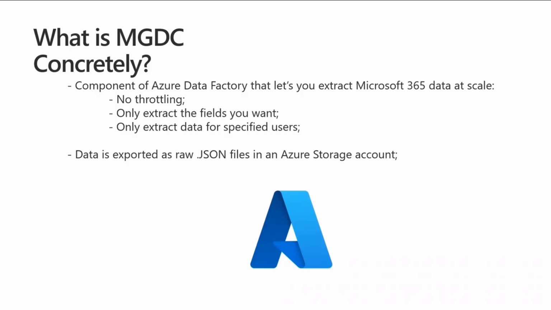When you start playing with Data Factory, think of it as a visual workflow where you would do your extract, transform, load. You would say, all right, first off, copy the data out of Microsoft 365 and into this storage account. Then take that data, massage it in a certain way, and then push it somewhere else. But when you're extracting that data from Microsoft 365, this is what Microsoft Graph Data Connect is. It's the source of where you're pulling the information from. Okay, so with Microsoft Graph Data Connect, there's no throttling, you extract the fields you want and only for the specific users. And at the end, what you're going to get is your raw data exported as JSON files in a storage account.